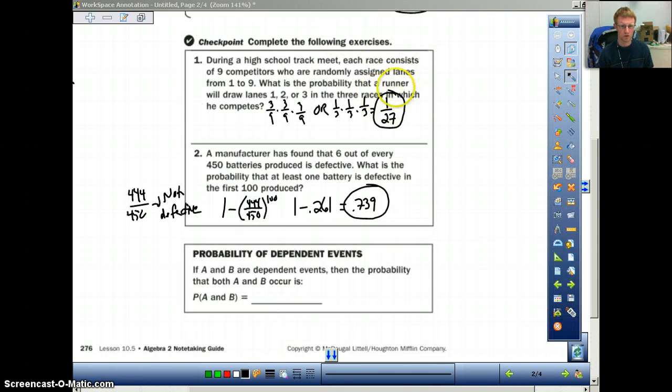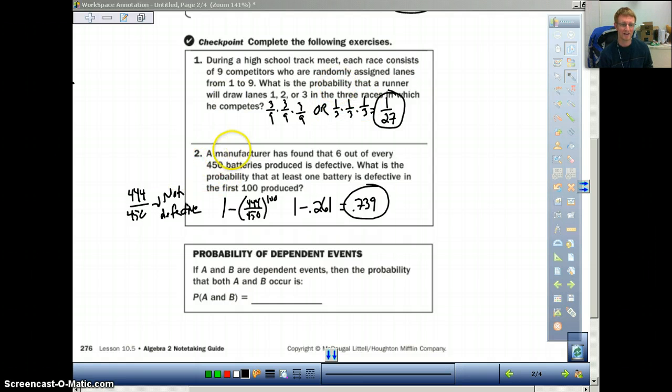All right, so in the first one, you should have gotten 1/27. Why? Well, you have 3 lanes to choose from out of 9. So that gives you a 3/9 chance, or a 1/3 chance each time. So 3/9 times 3/9 times 3/9, or 1/3 times 1/3 times 1/3 equals 1/27. So that's the probability that you would be in lanes 1, 2, or 3 each time. That's real simple. It's just multiplication each time. They're all independent of each other.